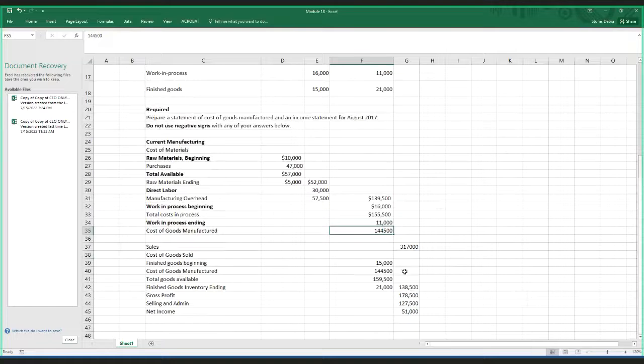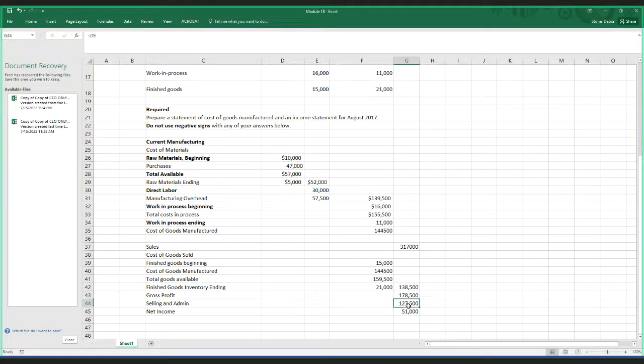Now, when we come down here, we're going to take the sales amount, which also was given from up above, and we're going to take the finished goods beginning. Remember, they gave it to us. It's right here. And after we do that, we're going to add this cost of goods manufactured, which we already computed up here, and we're going to get the total goods available for sale. And then we're going to subtract the finished goods inventory at the end, and we're going to get the cost of goods sold. And we'll subtract 317 minus 138.5, and we'll get our gross profit of 178.5.